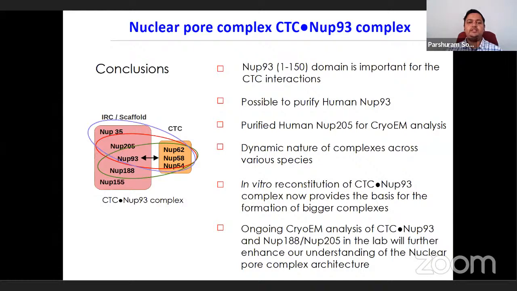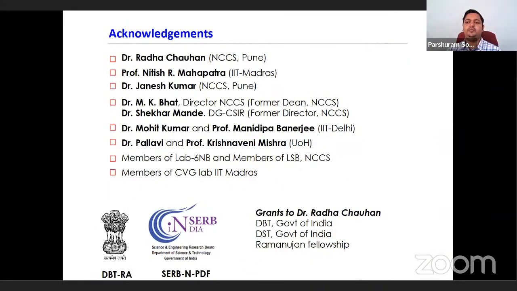With this, I would like to thank different people associated with this study. Dr. Radha Chauhan, who is the guide for this work, and Dr. Janesh Kumar, as well as the directors of NCCS, and the people from IIT Delhi, where we did this negative stain electron microscopy, and then University of Hyderabad, where we did final data collection for the fluorescence microscopy, and then several people of the Laboratory of Structural Biology and NCCS.